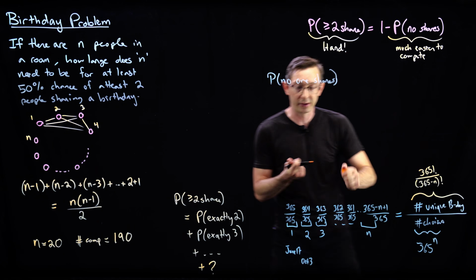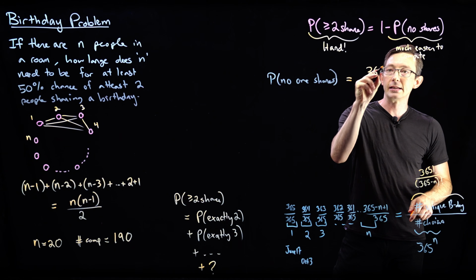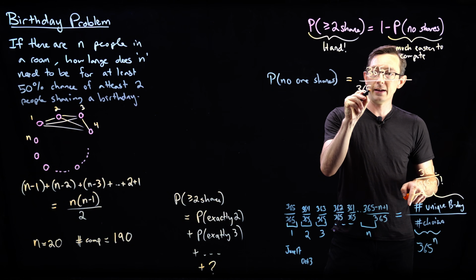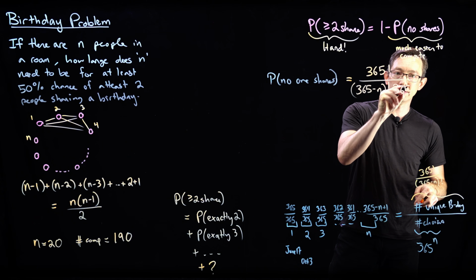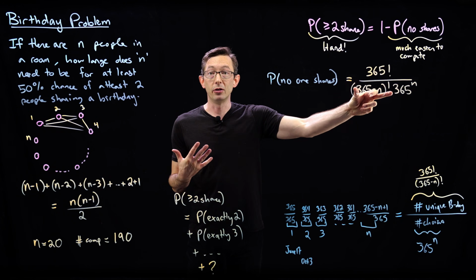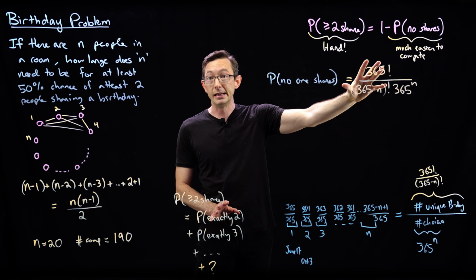So my formula is really simple. Probability no one shares a birthday is 365 factorial divided by (365 minus n) factorial times 365 to the power n. Okay? And this is something that's computable. This is very, very hard to compute. This is very, very easy to compute.